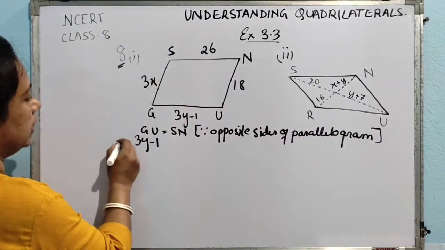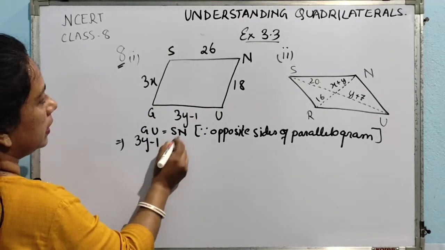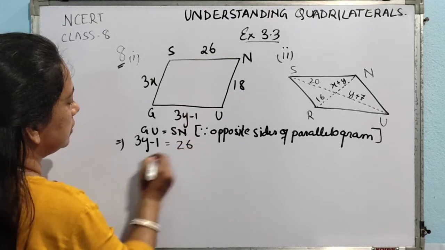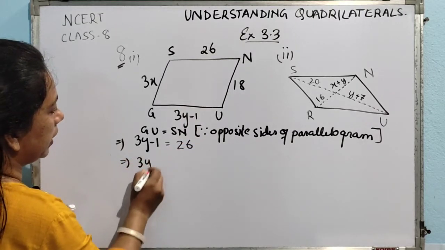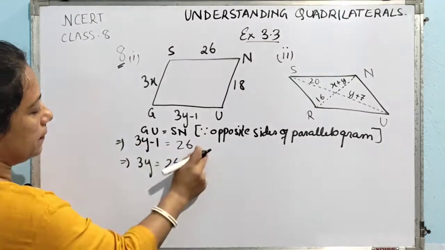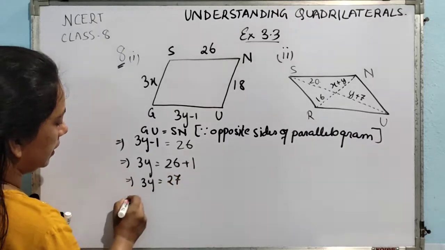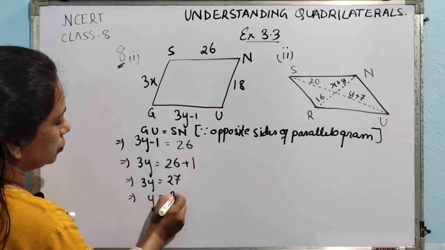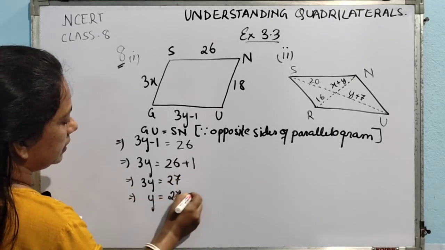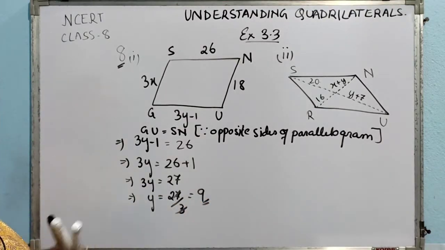So what is the length of GU? 3y minus 1, and SN is 26. So we are getting 3y. All of you know how to solve equations, isn't it? 26 plus 1, 3y is equal to 27, and hence we are getting y is equal to 27 by 3, that is equal to 9. So we got the value of y as 9.